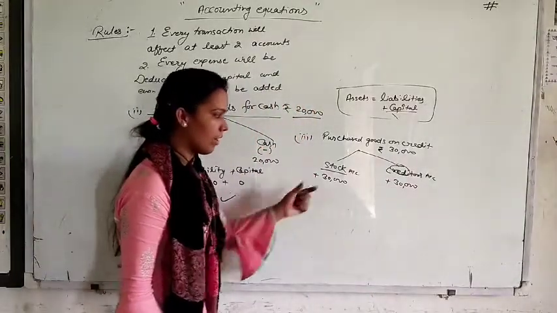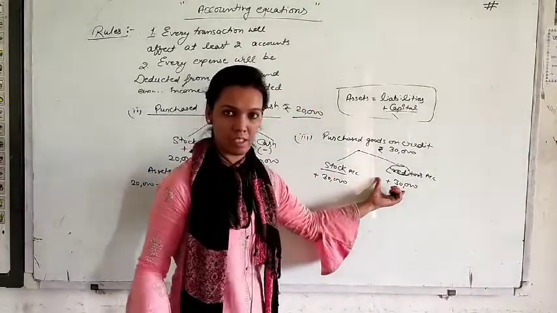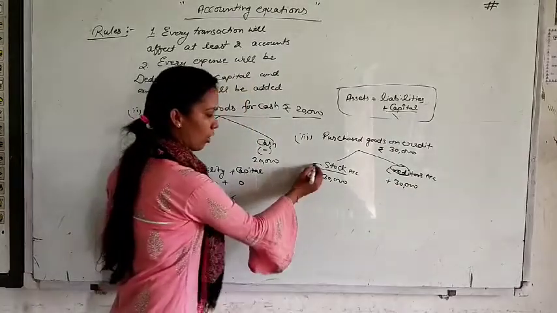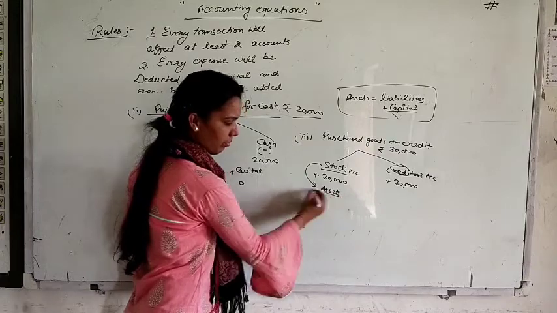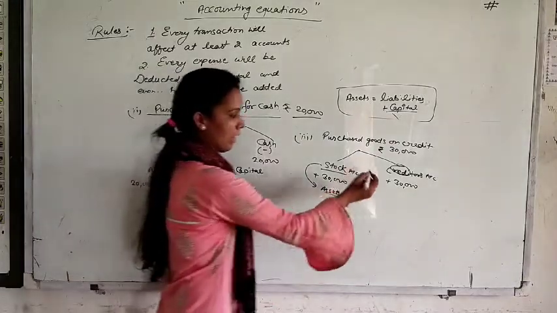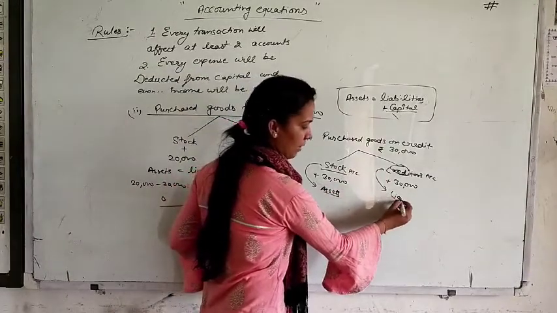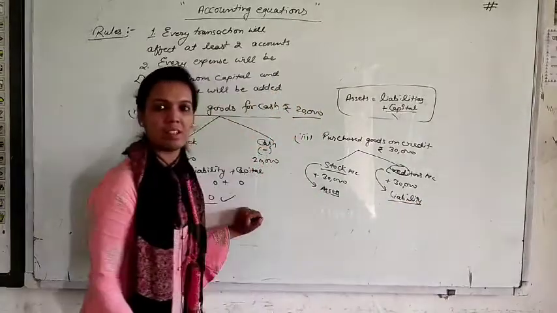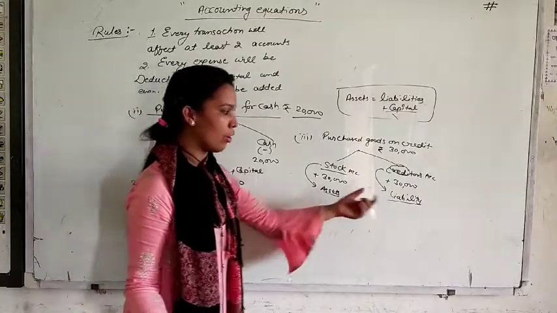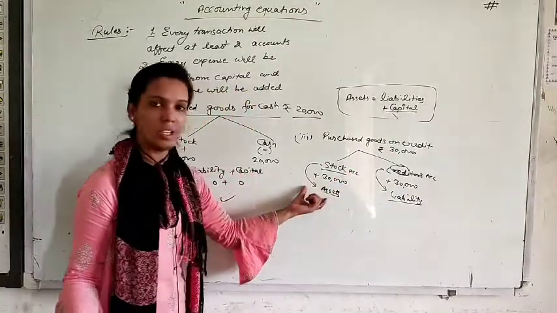Now you can classify these two accounts: are they assets or liabilities for you? Stock is an asset for you, but creditors are your liability, because you have to pay these creditors in the future. So creditors are your liability and stock is your asset.